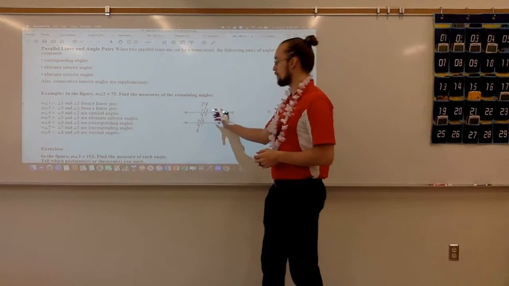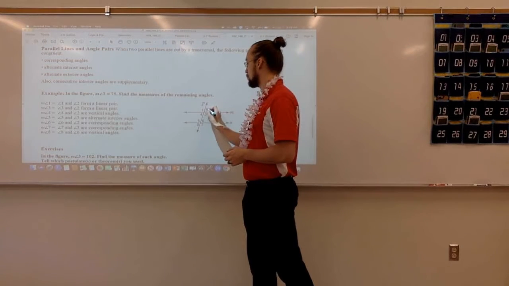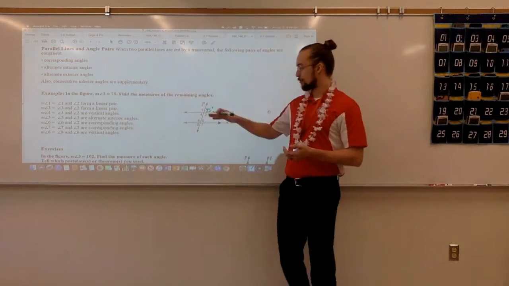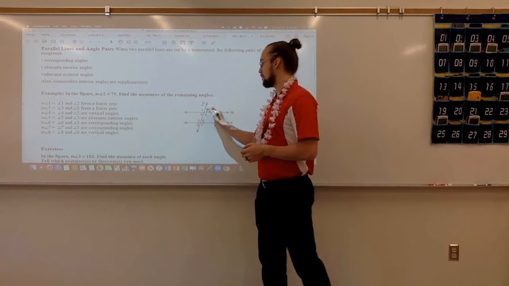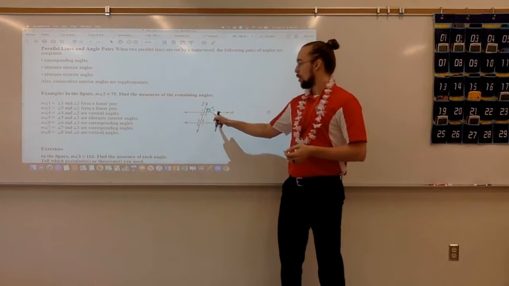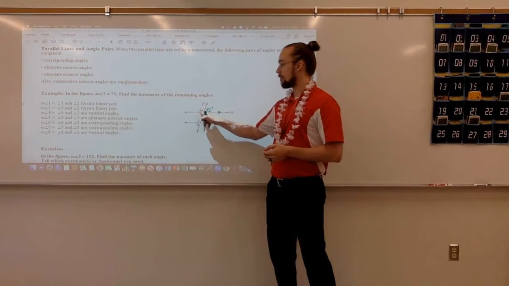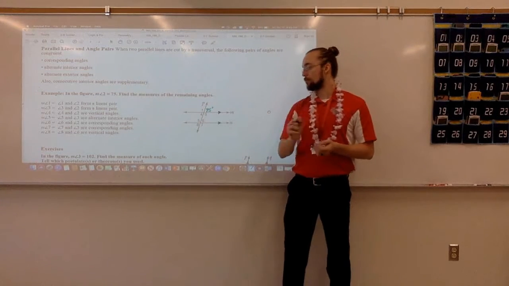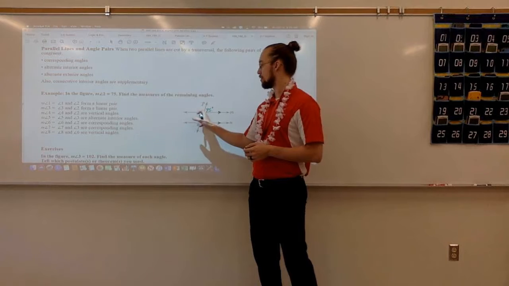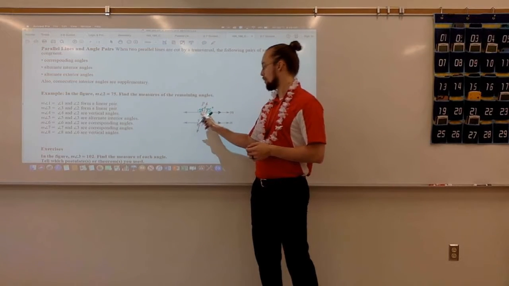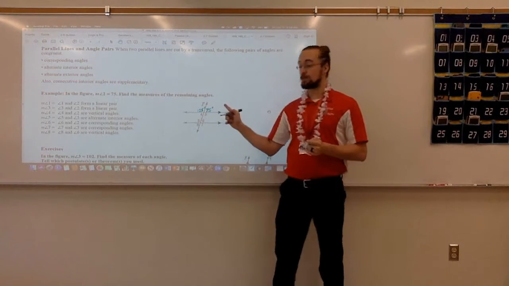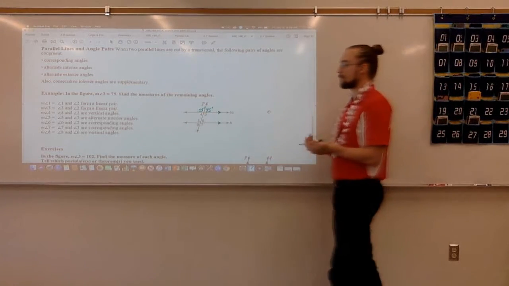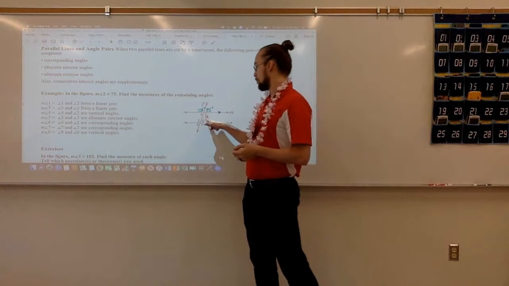So the only thing we're given is that the measure of angle 2 is 75 degrees. So from that, I can come up with the rest of these angle measures. If angle 2 is 75, what would angle 1 have to be? 105. Yeah, these two angles right here that are right next to each other make up a linear pair. Right? They would have to add to 180. Well, what about angle 3 then?